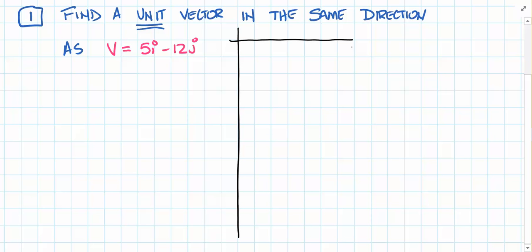Okay, so this vector is going to be 5 to the right. So it's 1, 2, 3, 4, 5. So that's my horizontal component. 12 down, 1, 2, 3, 4, 5, 6, 7, 8, 9, 10, 11, and 12. That's pretty good. So this vector actually looks like this.